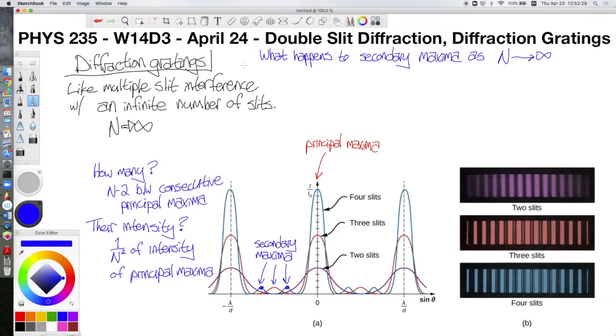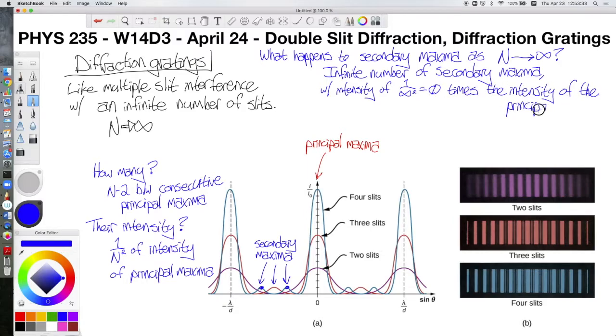Well, infinity minus 2 is still infinity, so we'll have an infinite number of secondary maxima. And in terms of the intensity of the secondary maxima, the infinite number of them, will be 1 over n squared times the intensity of the principal maxima. So these secondary maxima will have an intensity of 1 over infinity squared. And 1 over infinity squared is 0. So our secondary maxima, there may be an infinite number of them for a diffraction grating, but they will have an intensity that is 0 times the intensity of the principal maxima. Or in words, the secondary maxima disappear entirely with a diffraction grating.